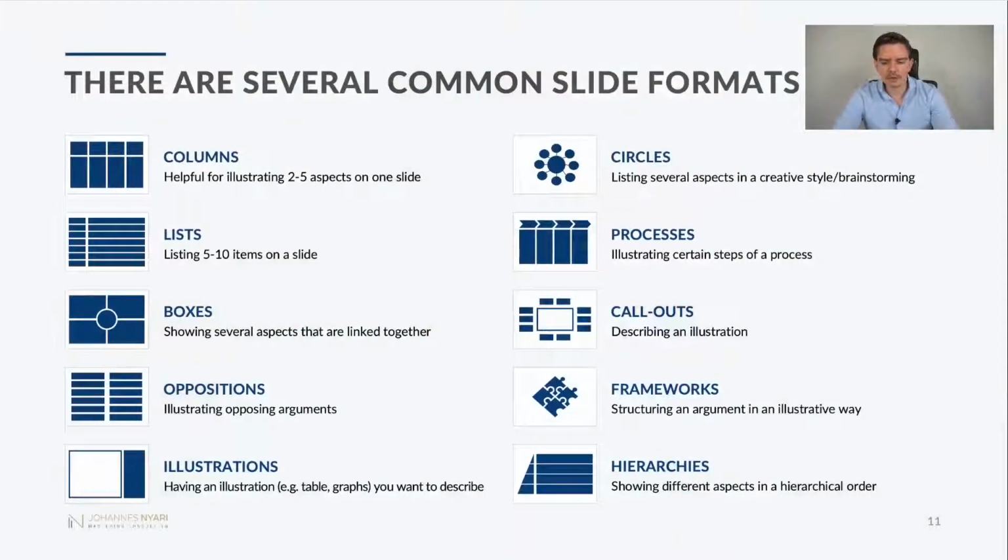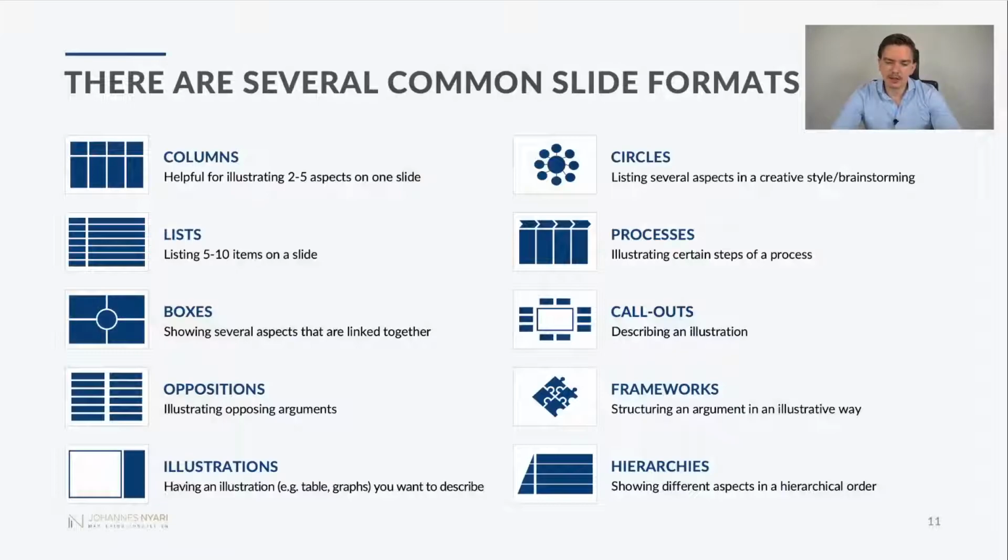Then the next one that is very often used is processes. This is similar to columns, but the difference is that you show a sequence of steps. So maybe if you want to talk about the next steps that you need to do, then you show those 4 processes, and then you have some bullet points below to explain the process. Or also, if you just want to discuss an actual process, this is also what you typically use to illustrate your point.